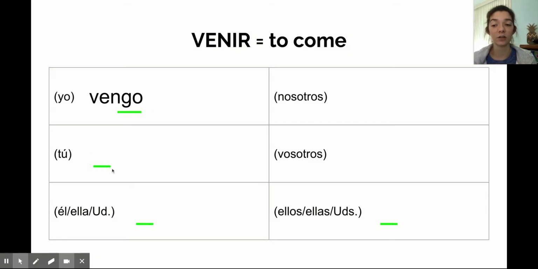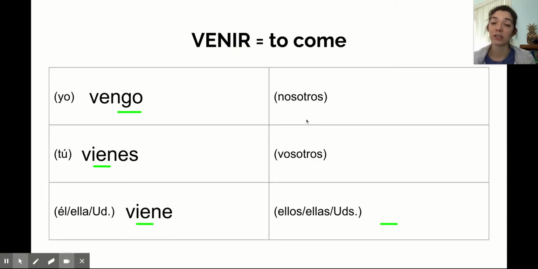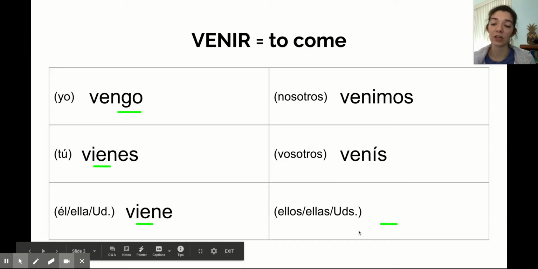Notice over here, another green underline. So we follow the same pattern as tener. What is the word going to be? Vienes, sí, vienes. Él, usted, viene. Nosotros. Careful, because this is an IR verb now. Venimos, because this is an IR verb. Vosotros venís, and ellos, ustedes vienen, see, vienen.